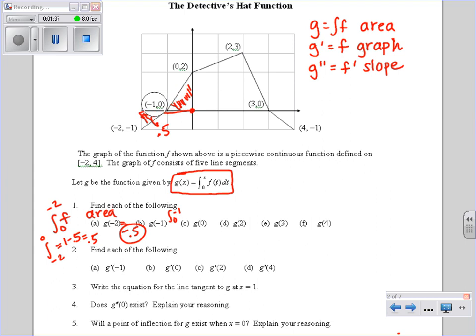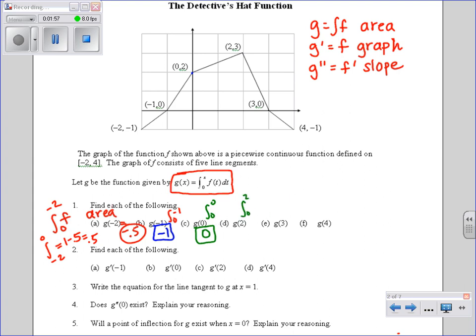G of negative 1 is the area from 0 to negative 1. So let's look up here. The area from 0 to negative 1, here's 0, here's negative 1. It's just base times height divided by 2. So this is 1, but if we're going in the reverse direction, it's negative 1. G of 0. What's the area from 0 to 0? 0. That's called a 0 of the function.